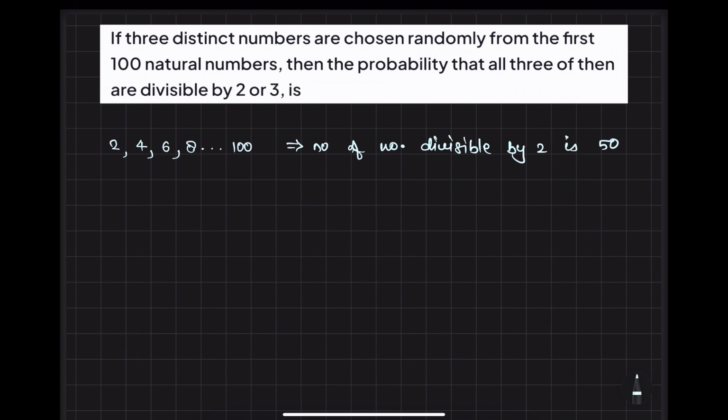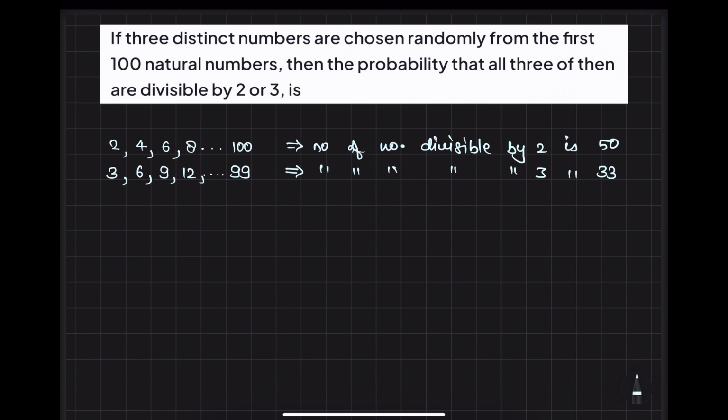Okay, now we have to focus on 3. So 3, 6, 9, 12, then we have 99. So the number of numbers divisible by 3 is what? Last divided by first. So it is 33.